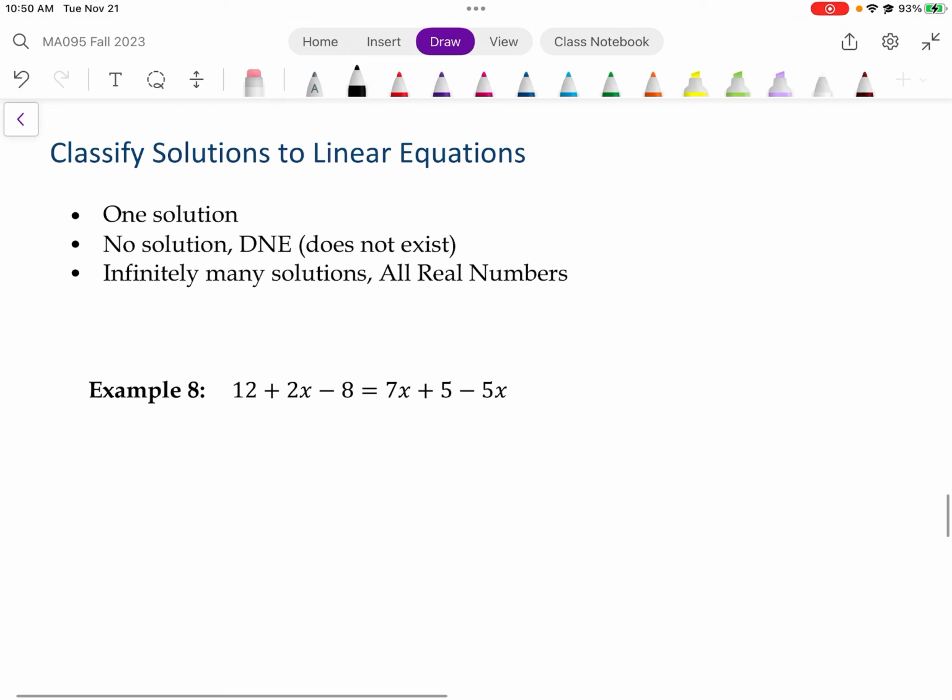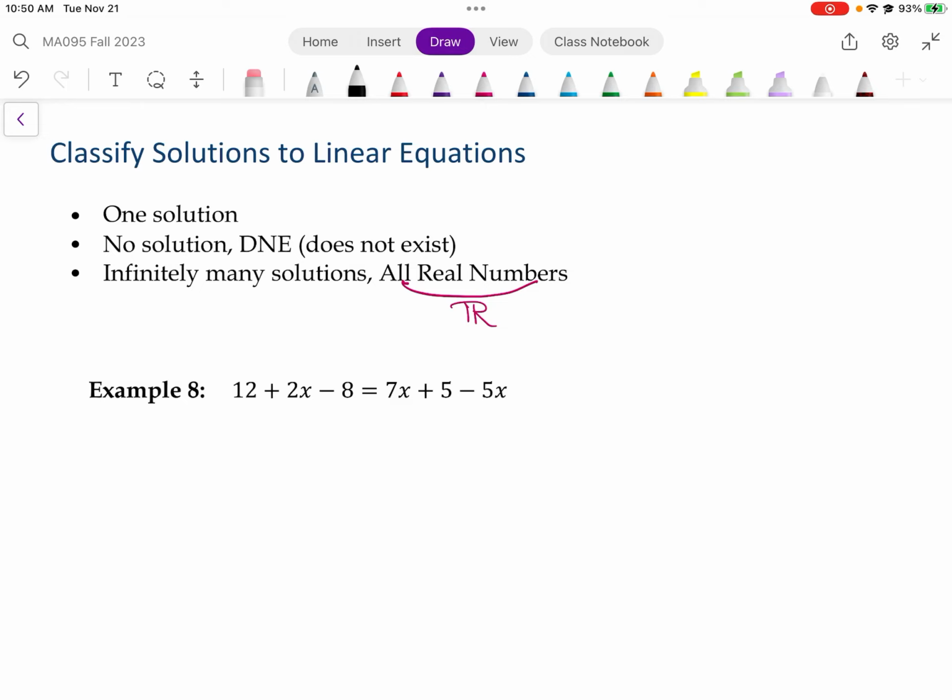All right, now these are interesting. These are classifying solutions to linear equations. Sometimes we have just one solution, but sometimes we have no solution. In other words, it does not exist. In other situations, we might have infinitely many solutions, which we also call all real numbers. There's a symbol for that. We use kind of a fancy R like that, double barred R. All right, so what you want to do with these is you want to simplify. So simplify this and see what happens.